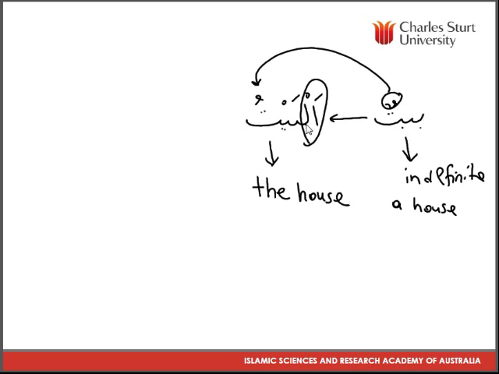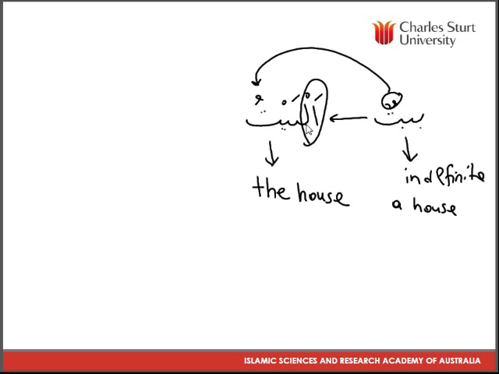So mubtada has to be what? A definite noun. Khabar, an indefinite noun. So, al-waladu jalisun. Wal-mudarrisu waqifun. Look, in all of these sentences, mubtada is definite, khabar is indefinite. So these are nominative sentences. Okay. So, did you get these points?